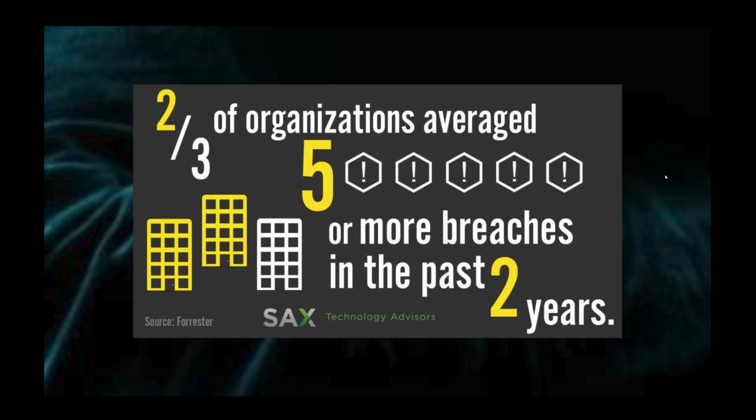2 out of 3 organizations average 5 or more breaches in the past 2 years. So a breach could be a username and password being sent out, maybe some PII, personally identifiable information, or maybe PHI, which is personal health information in an electronic form, also known as ePHI.